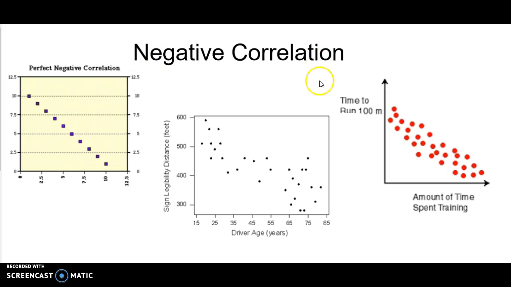In negative correlation, as the number on the x-axis increases, the number on the y-axis decreases. So as you're moving from left to right, the points go downwards. Again, the one on the left has a very strong correlation. This looks like it's almost a perfect line. The one in the middle is a little more scattered, so maybe that's a weaker one. Some examples of things that would give you negative correlation is the amount of time you spend training and the time it takes you to run 100 meters. So the more time you spend training, the less time it's going to take you to run that far.